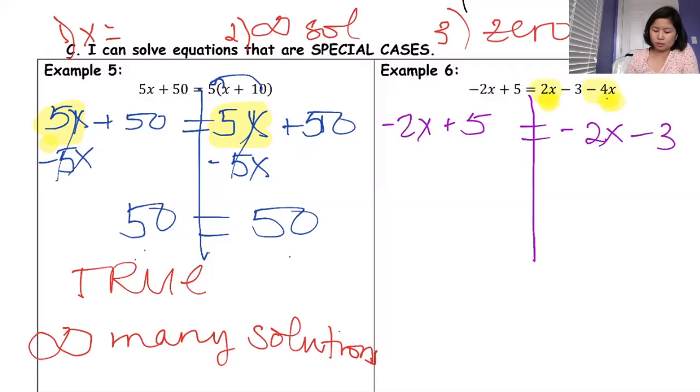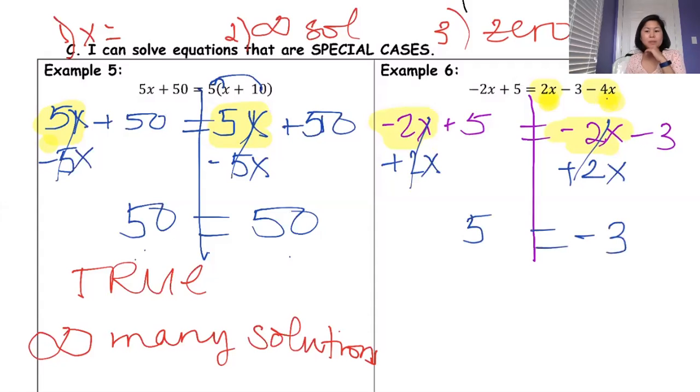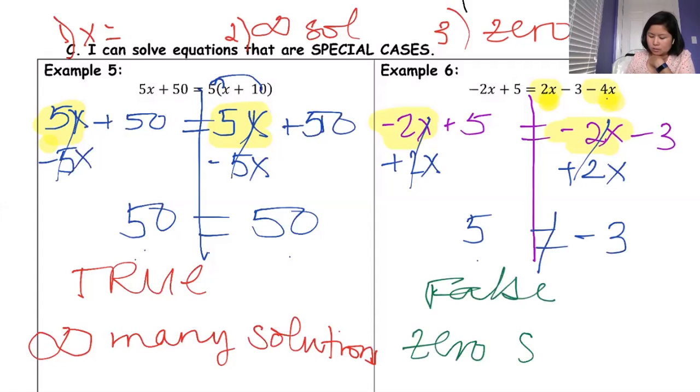Now I look over here again, I can see the 2x and I have -2x over here. Now they're on the opposite side, which means I should do the opposite operation, which means I'm going to add 2x over. That cancels out, cancels out. So 5 equal to -3. 5 is definitely not equal to -3. It's not the same. So when it's not the same, that means the statement is false. Then I have 0 solutions.